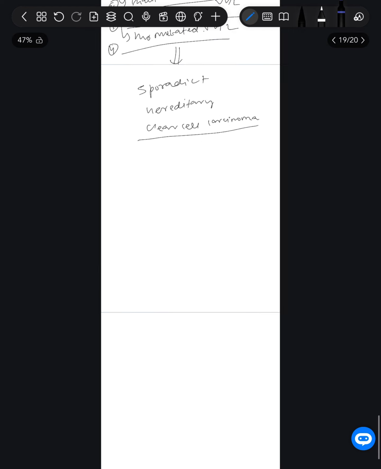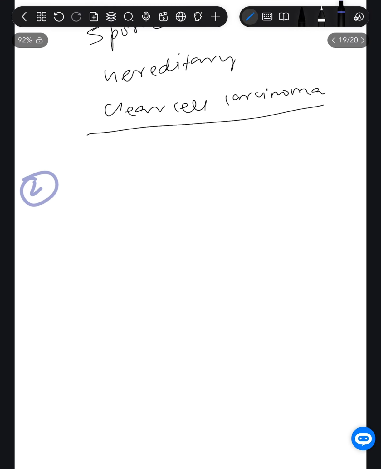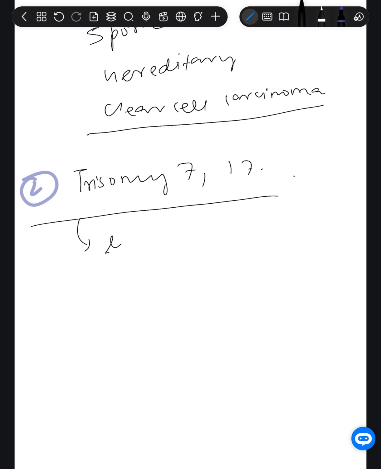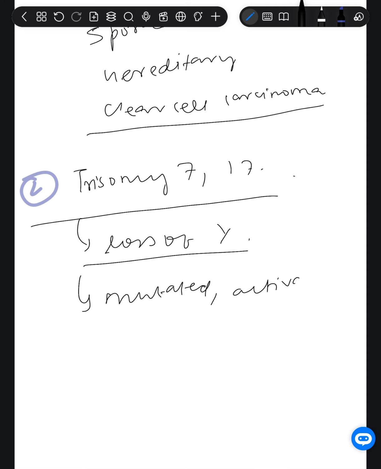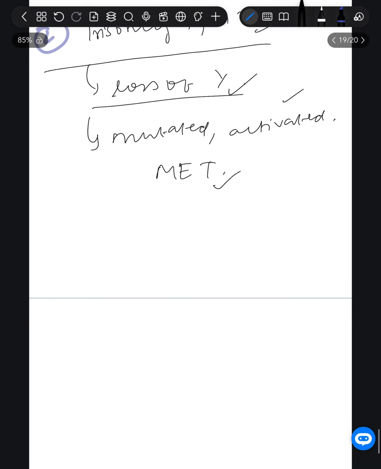The second genetic factor is something else. We have trisomy 7 or 17. What happens is loss of Y, and mutated, activated MET. So with trisomy 7 or 17, what happens is loss of Y, mutated and activated MET. What happens after this?